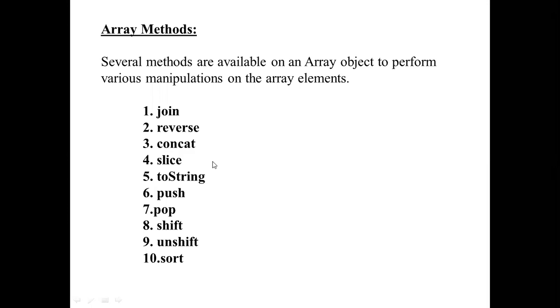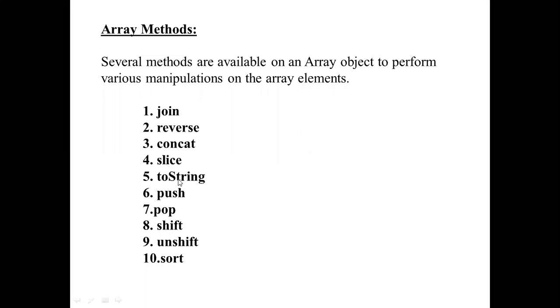Okay, excluding the ending index are retrieved. So we discuss an example in the next program. Next, toString. It is used to convert the array elements into strings and concatenate those using commas.